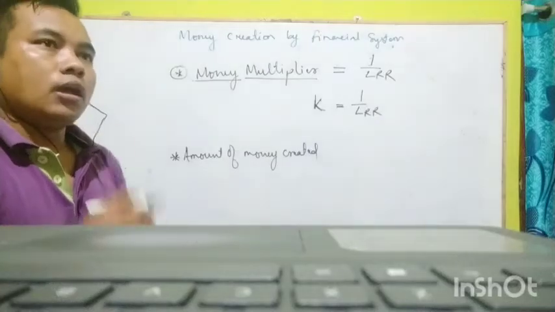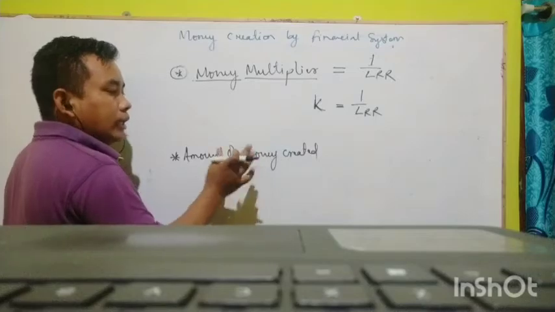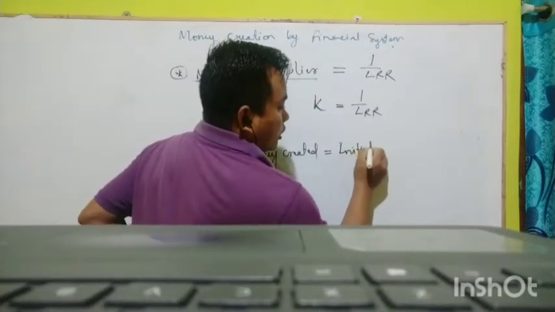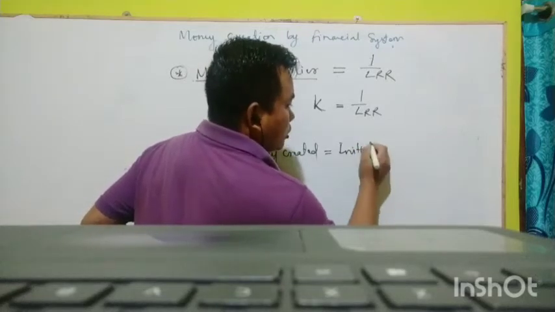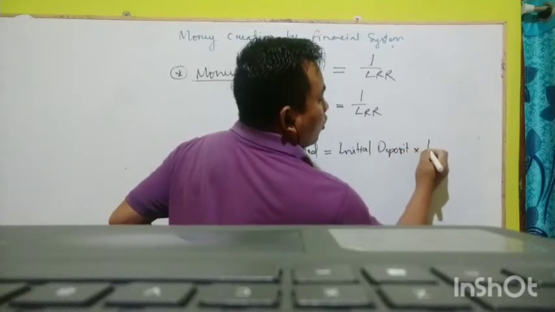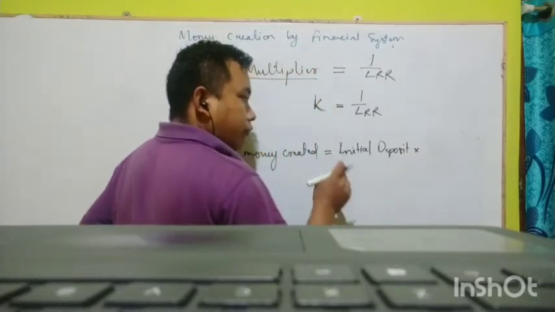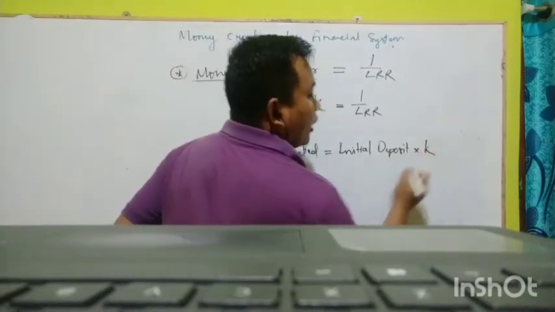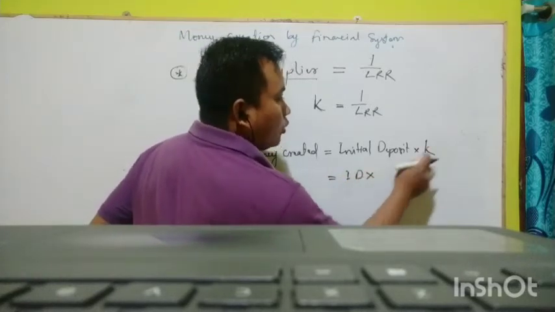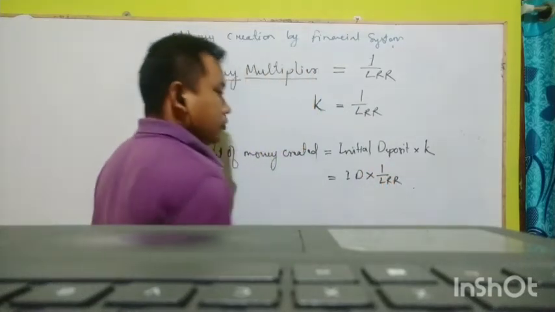How will it be calculated? This is the formula that we are supposed to use. Amount of money created is equal to initial deposit into 1 by LRR. No, this is not T, it is L. Actually, in some books you might have come across initial deposit into K, but don't worry. This is initial deposit into K, where K means 1 by LRR.